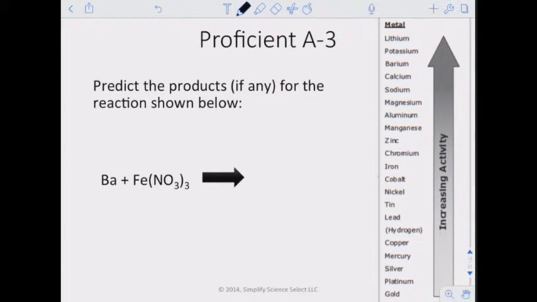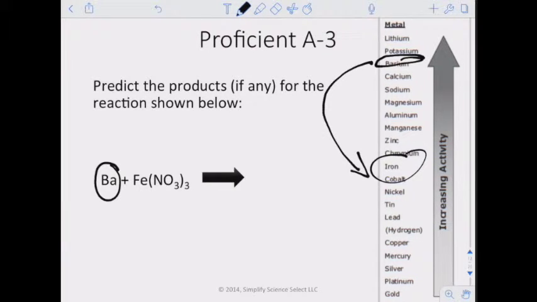Next example, it says, predict the products, if any, for the reaction shown below. So when we're looking at this, is barium above iron on the activity series? There's barium, and we find iron, it's way down here. Since barium is by itself above iron, this reaction will take place. And what this means is that iron is now going to be by itself because it's more stable than barium, and barium is now going to be bonded to nitrate, and we create barium nitrate.